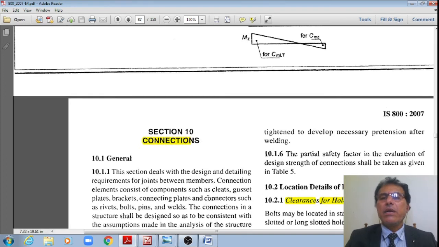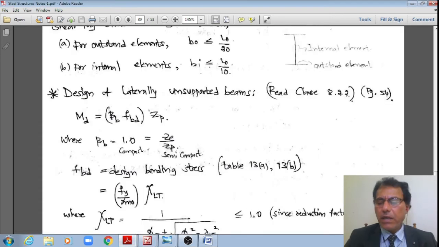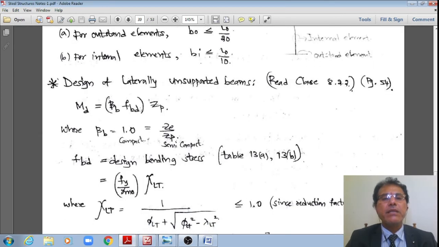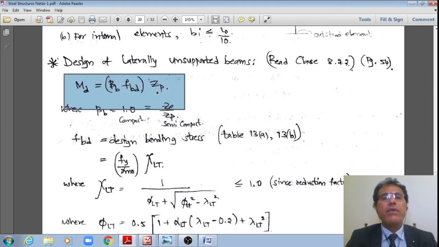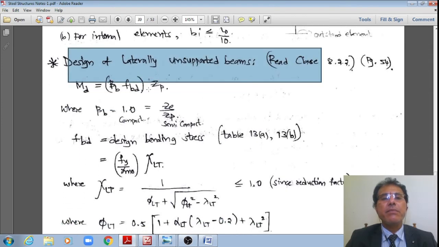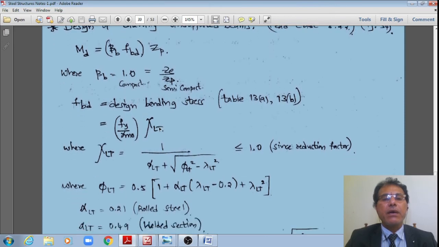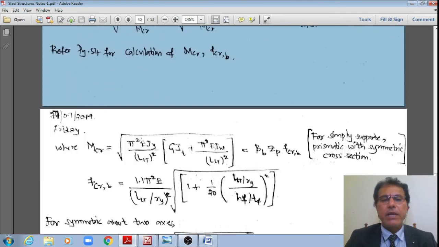That is how all the different discussions on laterally supported and laterally unsupported beams go. This is all we have seen. For laterally unsupported beams, Md is equal to beta b multiplied by Zp fbd. All these discussions we have seen elaborately.